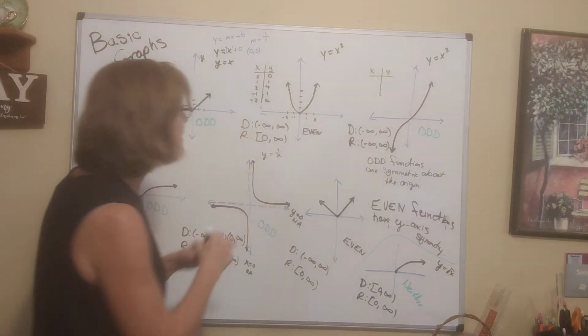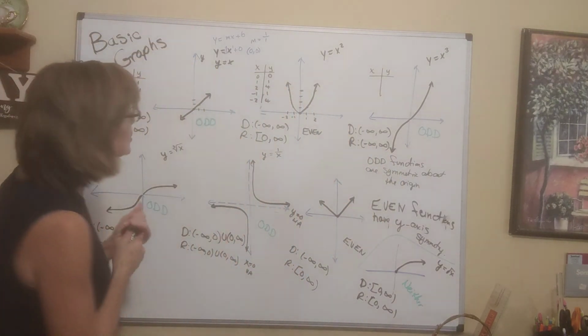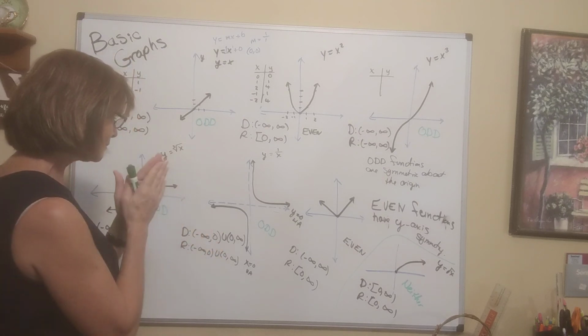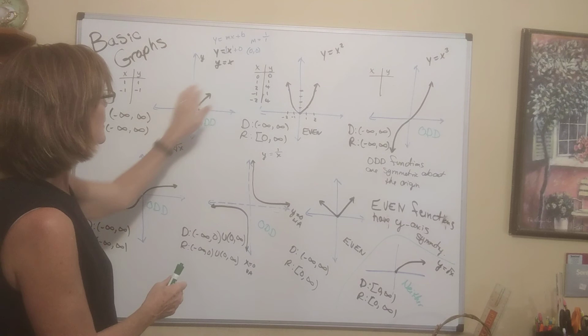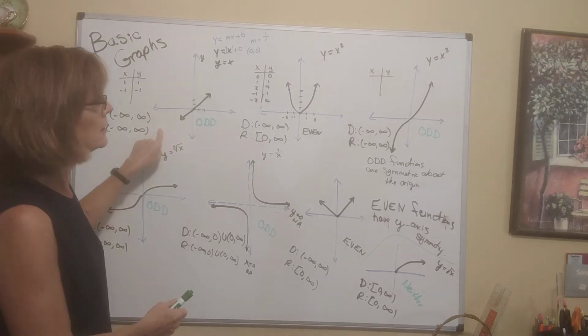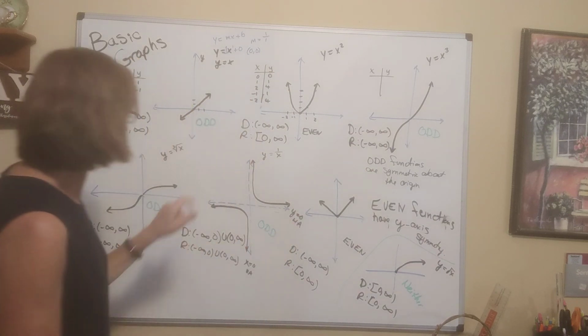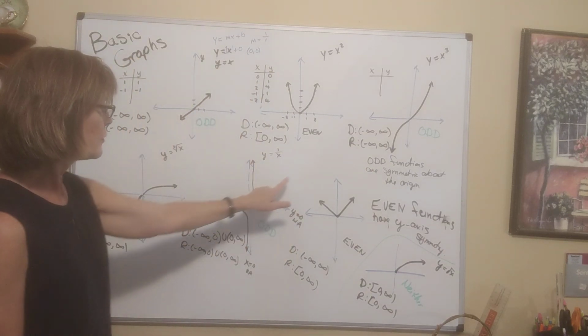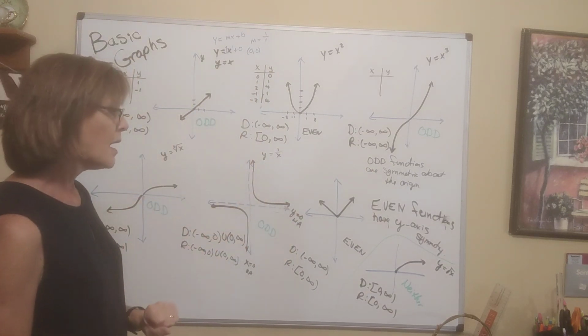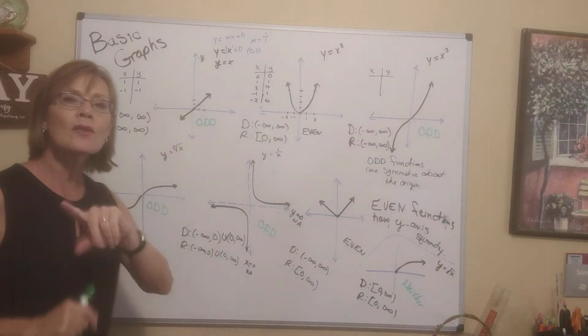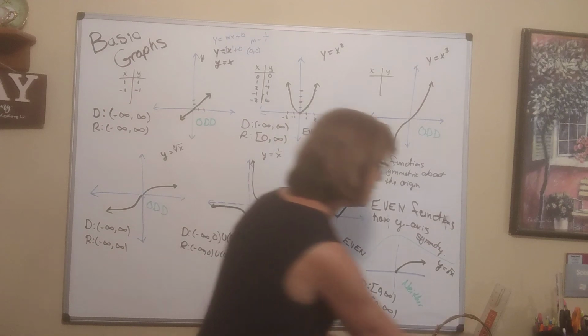Okay. One last thing for the end of this video is just take note of the odd functions. The odd functions appear in quadrant 1 and quadrant 3. Quadrant 1 and quadrant 3. They are in opposite quadrants. It doesn't always have to be 1 and 3. It could be 2 and 4.